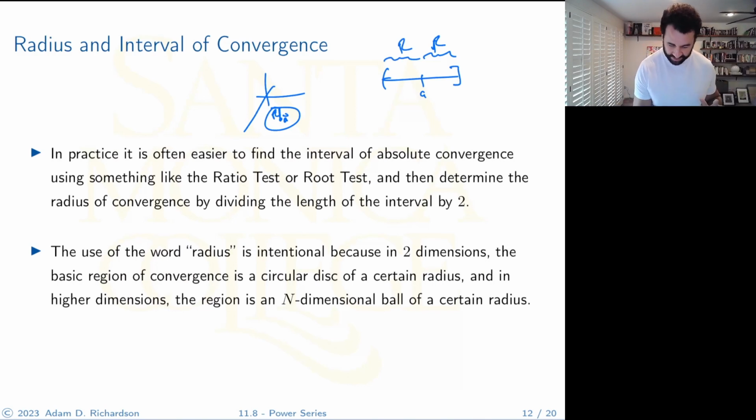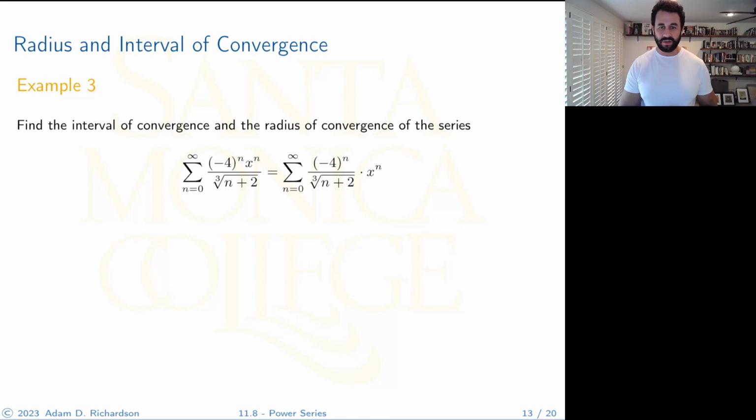So in higher dimensions, the region is an n-dimensional ball of a certain radius. So if you've got a series that has 3 variables involved, now your region of absolute convergence is literally a solid ball in space. And on that ball in space, the series converges. So cool. Okay. All right. Let's do another example here.